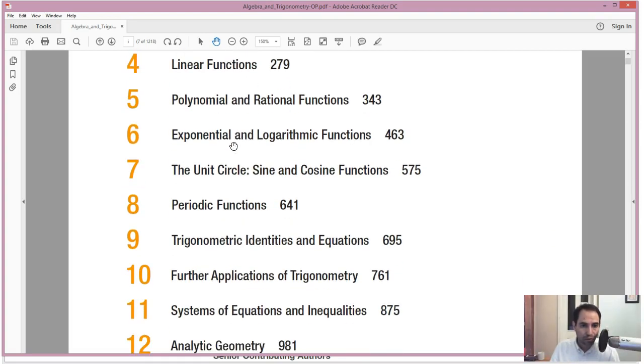Now this course is basically part 7 of this book. So this course is going to be chapter 7 of this book, which says the unit circle, sine and cosine functions.